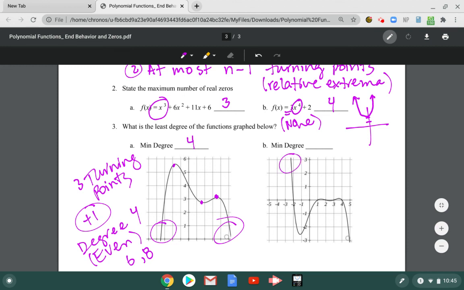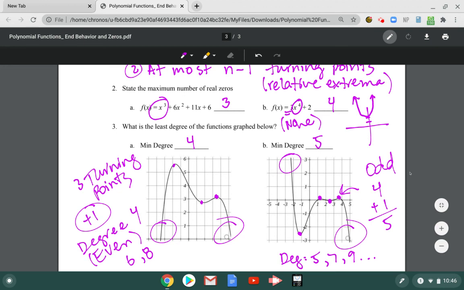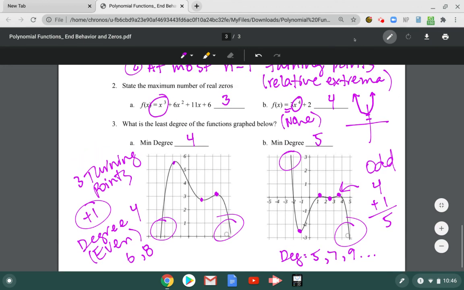Okay, take a look at this guy. This one has opposite end behavior. So I know that this guy's got to be odd in degree. But take a look at the turning points. There's one there, tiny one there, tiny one there, tiny one there. So I've got 1, 2, 3, 4 turning points. 4 turning points, I do my +1, and this is at least degree 5. So degree 5 or 7 or 9, right? Dot, dot, dot. But there's no way that this guy could be an even function.